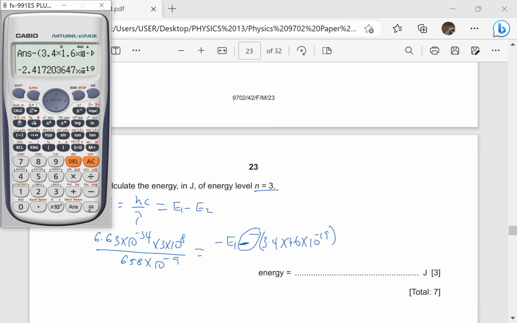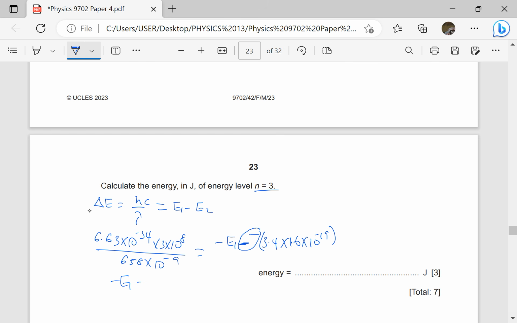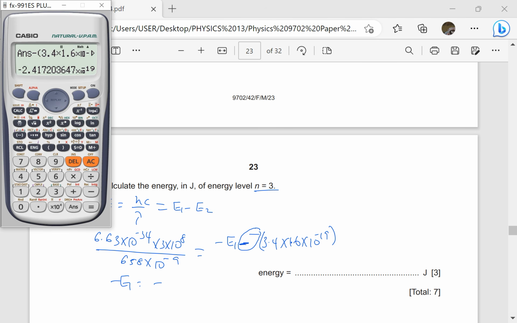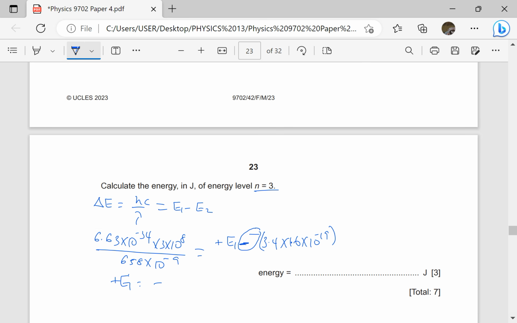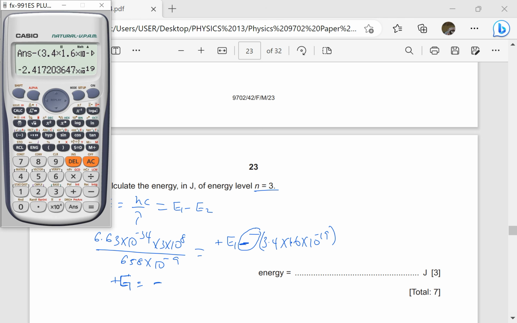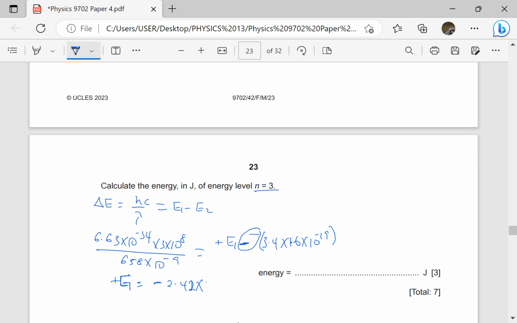So E1 is going to be negative because the energies are negative, negative 2.41. No, it is 2.42 times 10 power negative 19 joules. So I will say this answer is going to be negative 2.42 times 10 power negative 19 joules.